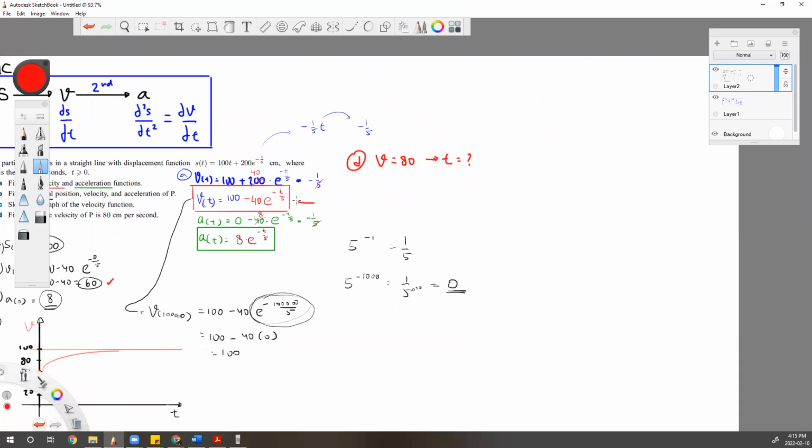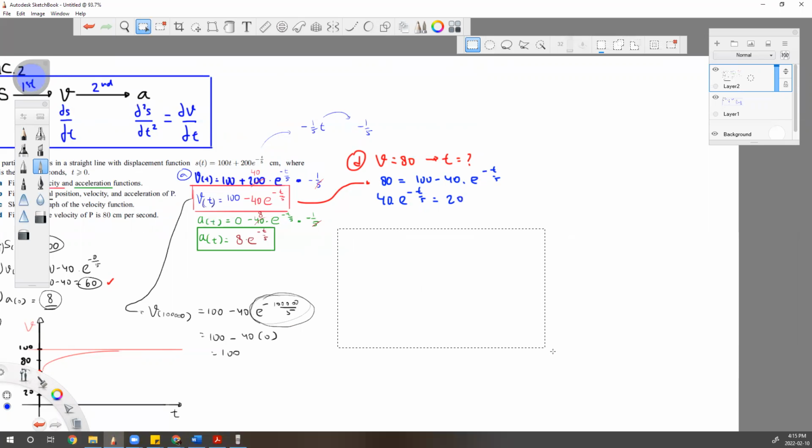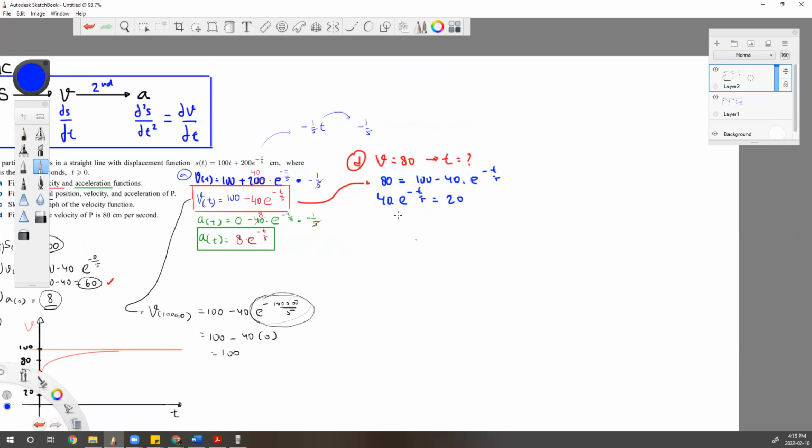So just insert. Okay, we use pure algebra. 80 equals 100 minus 40 times e to the power of negative t over 5. Put it to the left: 40 times e to the power of negative t over 5 equals 20, right? And then what next? e to the power of negative t over 5 equals 1 over 2.